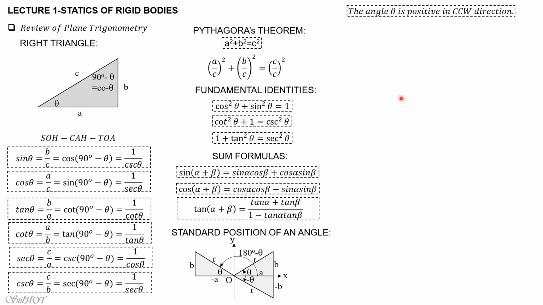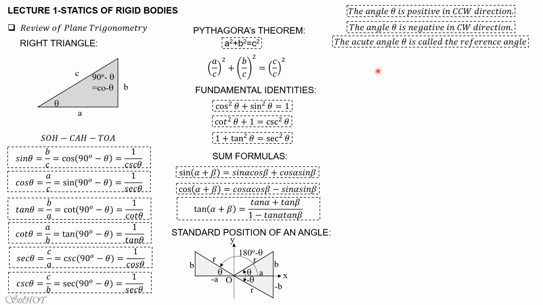So again, theta is positive in the counterclockwise direction. Therefore, in the clockwise direction, it is negative. Then from the figure, the acute angle theta is called the reference angle.